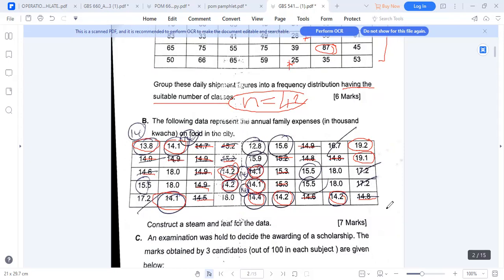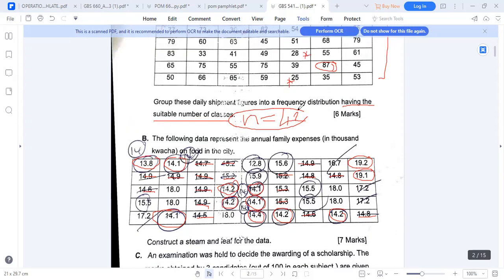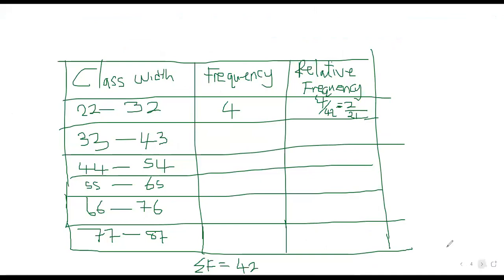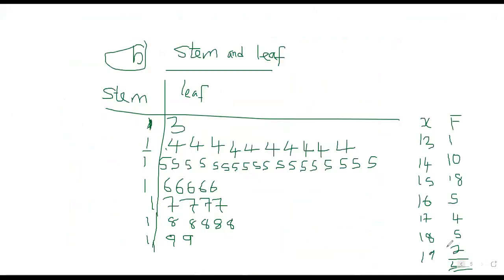So the answer will be 45. 9 times 5 will give us 45. So the sum of these ones should be our n equal to 45. So here n is 45. As we add these ones, we are simply saying that our n is 45. So the summation of f should give us 45 variables. So this is about what we expect on this one.